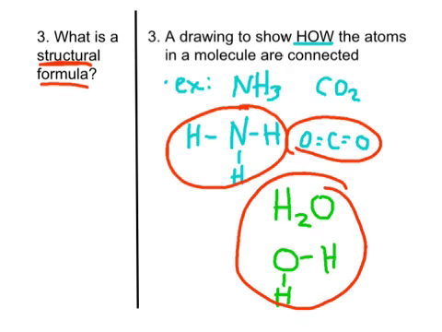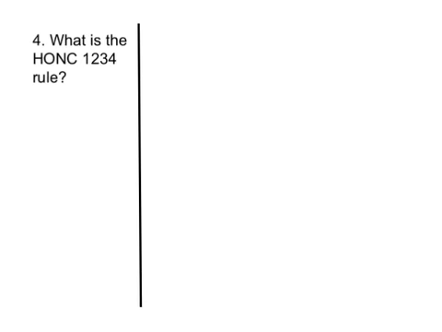Now tomorrow, what you guys are going to do is use structural formulas to show how atoms are connected in different covalent molecules. So the next question we're going to deal with is a simple rule to help you figure out the covalent bonding rules for different atoms. So our fourth question is, what is the HONK 1, 2, 3, 4 rule?